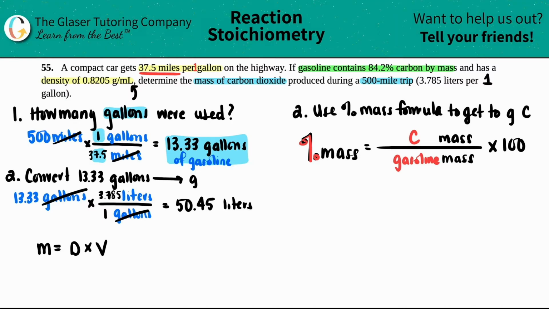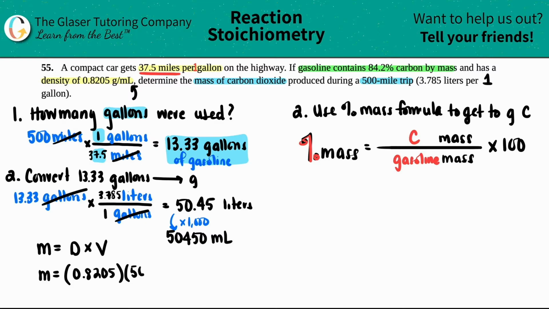How do I go from liters to milliliters? You multiply by 1,000. And now I have 50,450 milliliters. That's the number that's going to go here with my density. So I checked my units. That means I don't really have to put in my units when I'm doing my math.